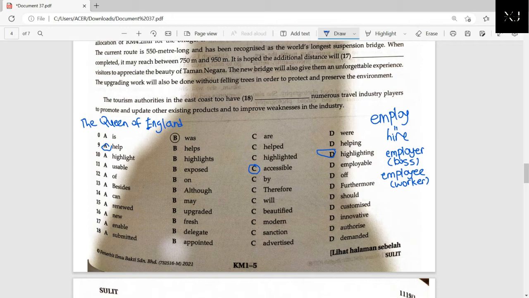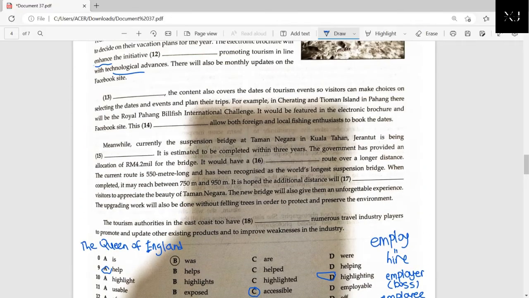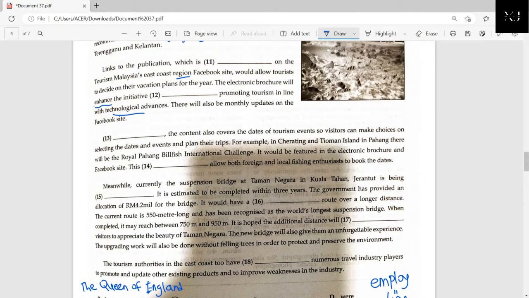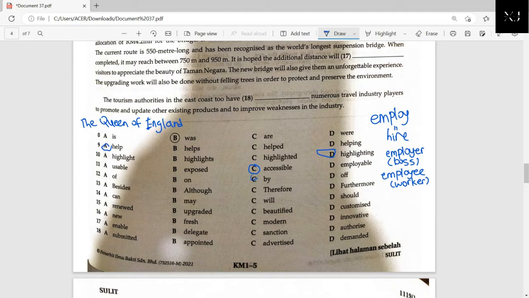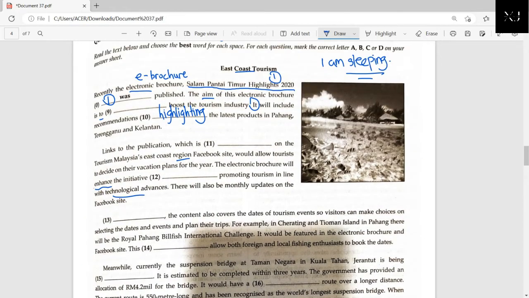Okay, so for question 12, the answer is, let's see, enhance the initiative by promoting tourism in the... Yes, the answer is by promoting. Okay, by in this context, it means like, wait, let me write it down. Through this method. So through the method of technology. Okay, so the reason we decide to use an electronic brochure to promote is because we want to go along with the technological advances. We want to take advantage that we have technology to help promote our tourism locations to foreigners.